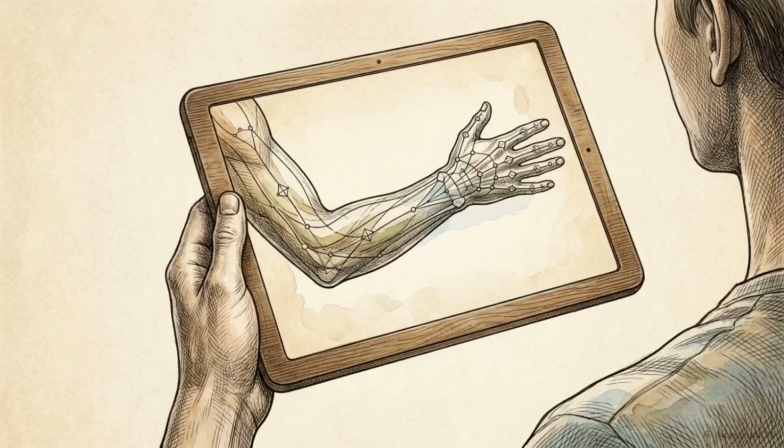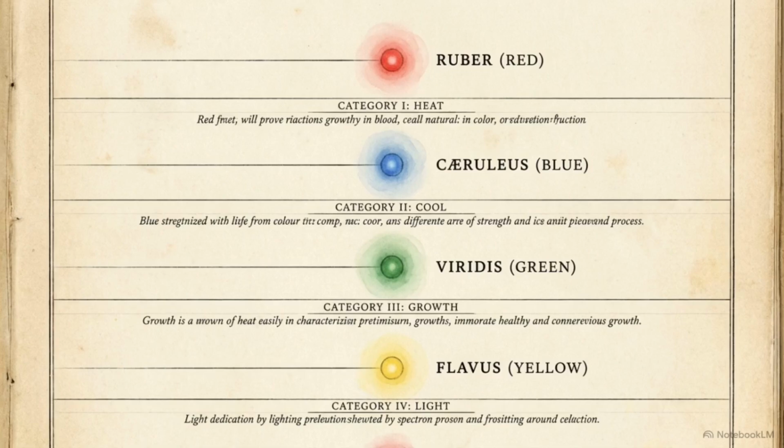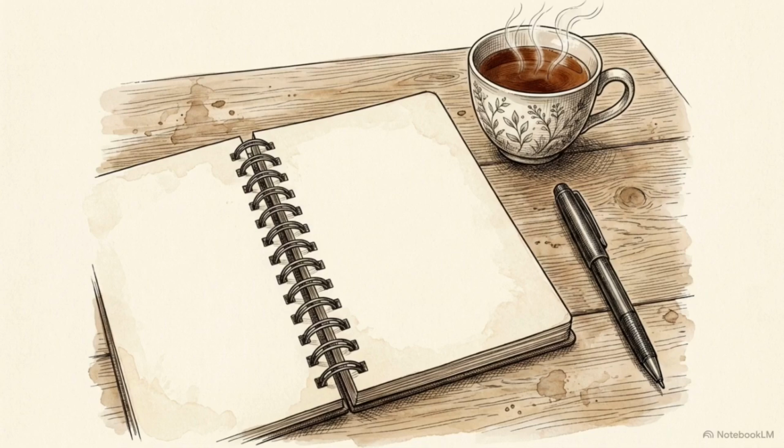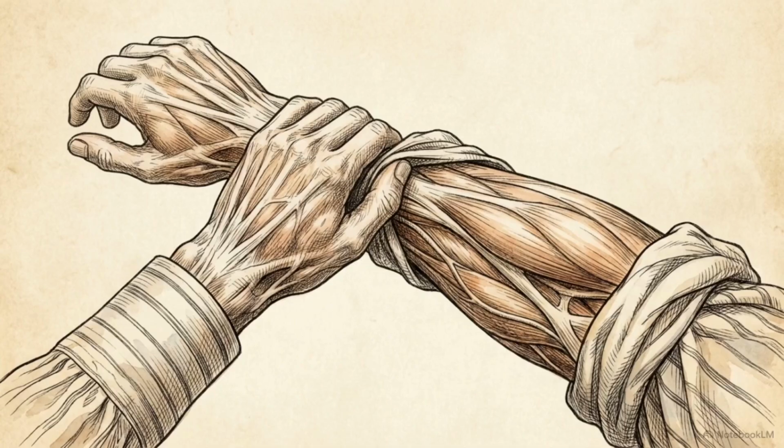By the end of this video, you will know how to map these energetic highways, group their access points by clinical function, and physically locate these active nodes using your own hands. To get the most out of this, grab a notebook so you can jot down the categorization framework and roll up your sleeve. We are going to be actively palpating your arm in just a few minutes.